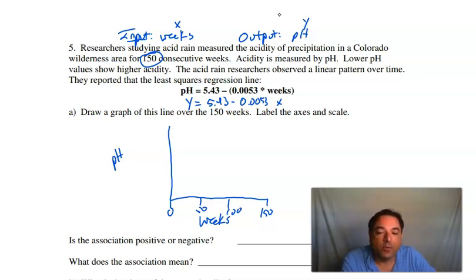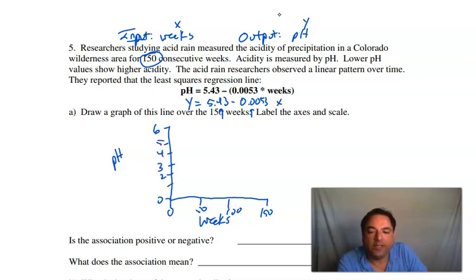Then for pH, we have to really look for the clue. Well, notice we have y equals 5.43 minus 0.0053x. Well, the 5.43, that is your y-intercept. And then notice that the slope, negative 0.0053, is negative, so it's going downward. So if 5.43 is where it's starting, I'm going to go above that at 6. And since it's going downward, I'm going to go down to 0. And let's say we'll count by 1s. Now a different scale would work, but this works as well.